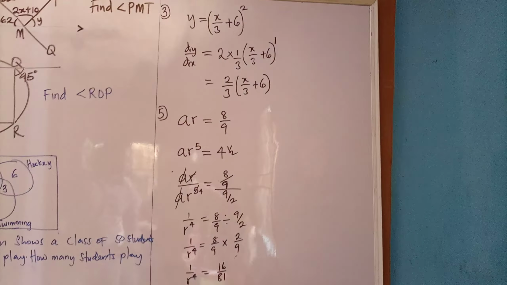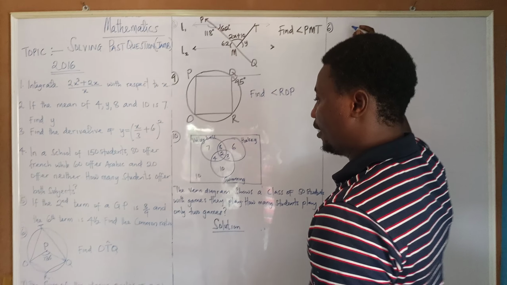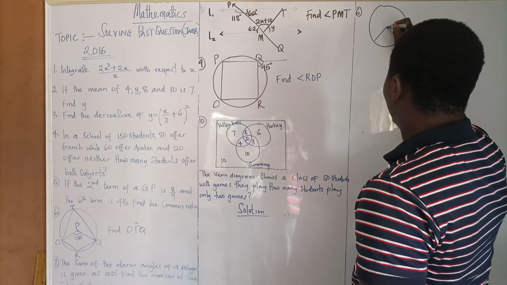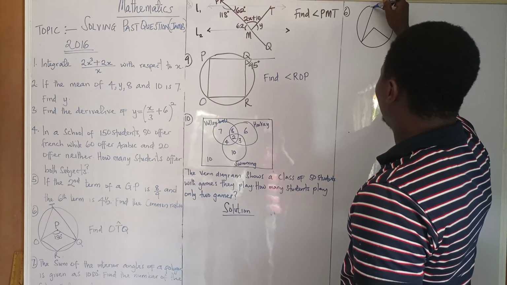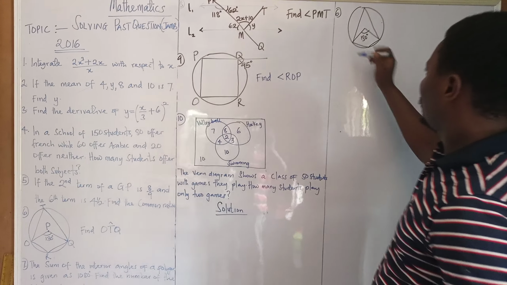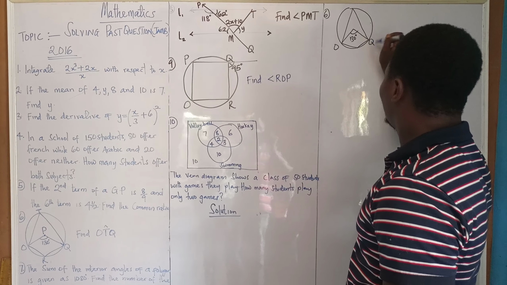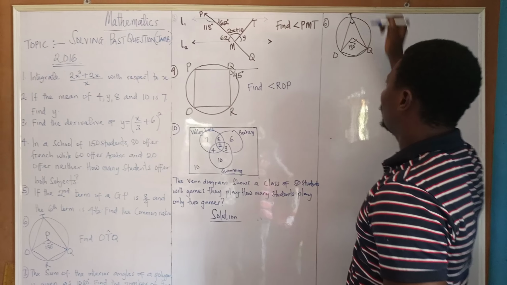Okay, let's quickly move to question number 6. Question number 6. So there we have something like this. So we have 130 here. In a nutshell, we are looking for OTQ. This is O according to the question. This is Q and this is T. So that is to say you are looking for this place, OTQ.